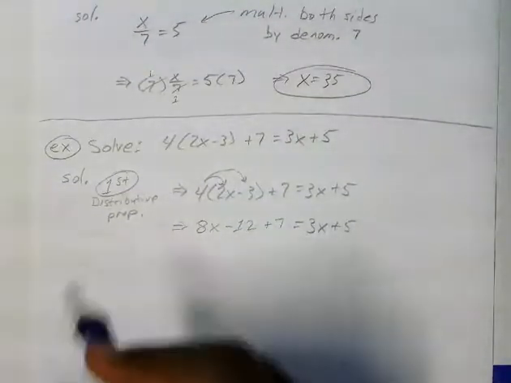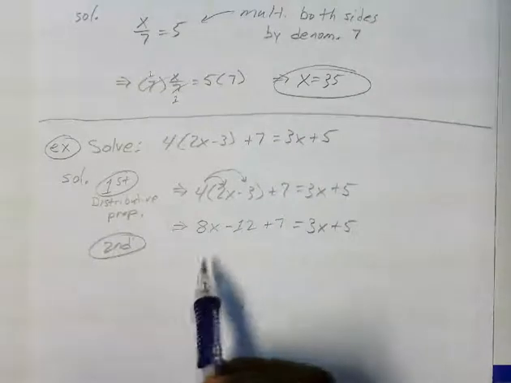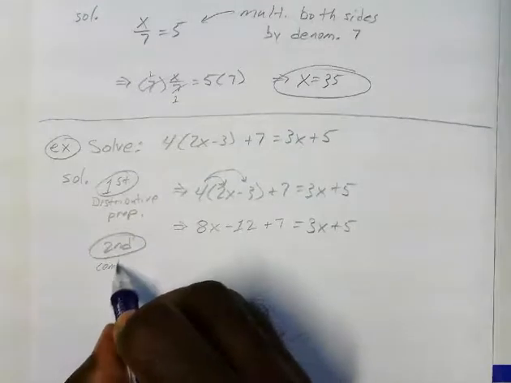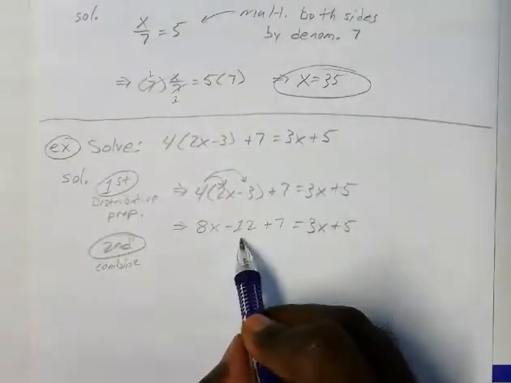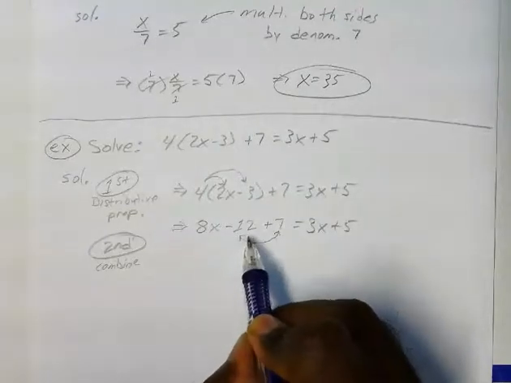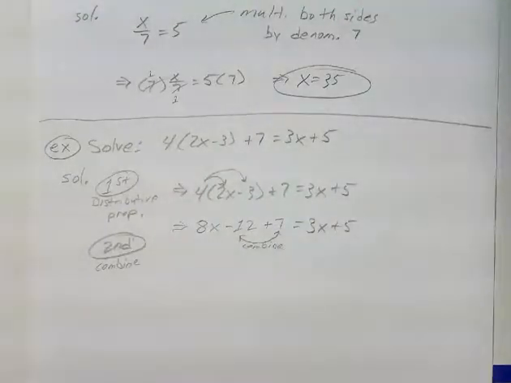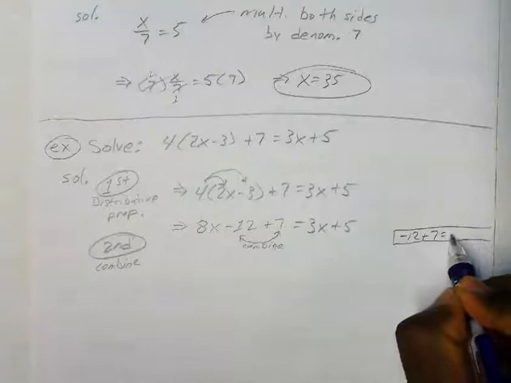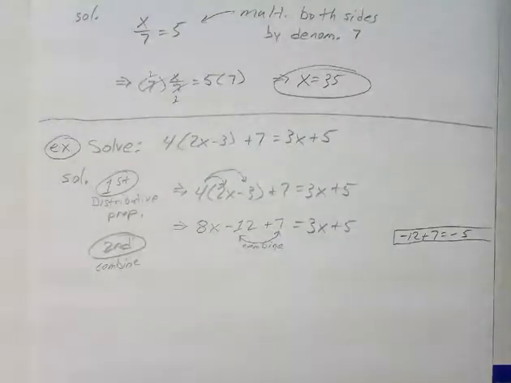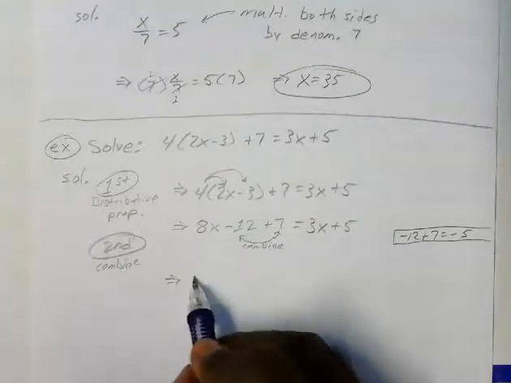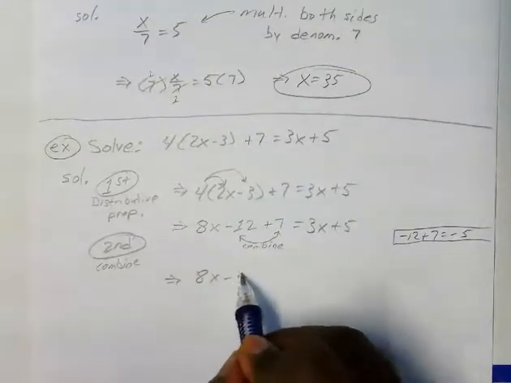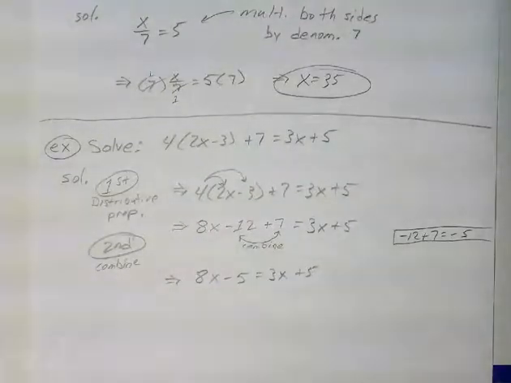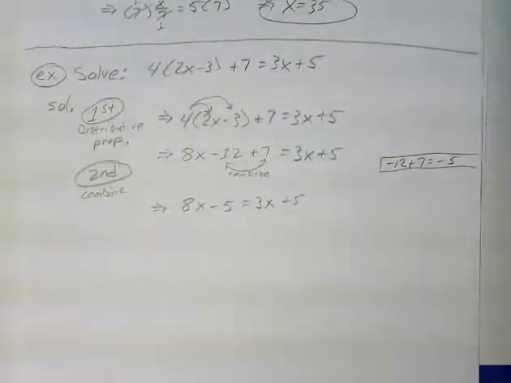Your second step, if you remember, is to combine all like terms that are on the same side of the equal sign. So we'll just call that the combine step. The only thing that can be combined is the negative 12 plus 7. We know negative 12 plus 7 is equal to negative 5. So that gives us 8x minus 5 equals 3x plus 5. Which brings us to our third step.